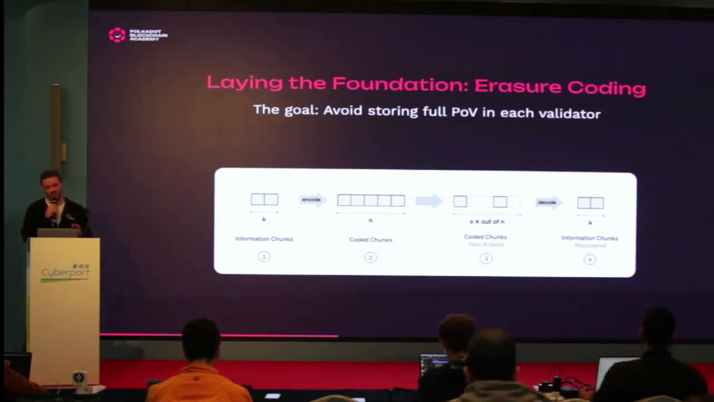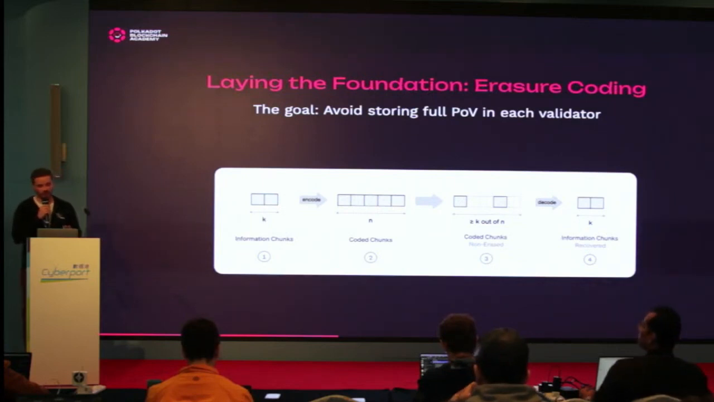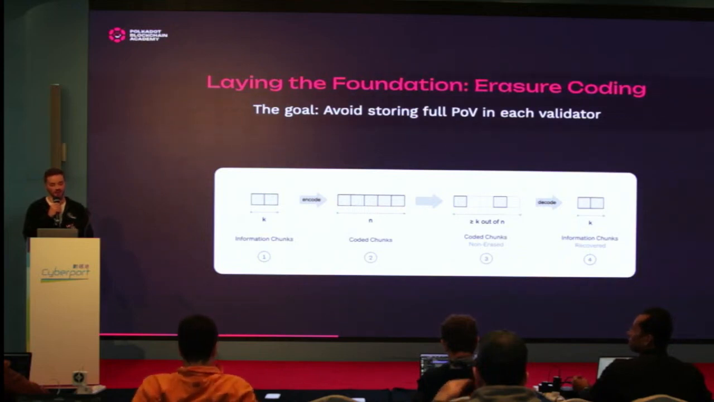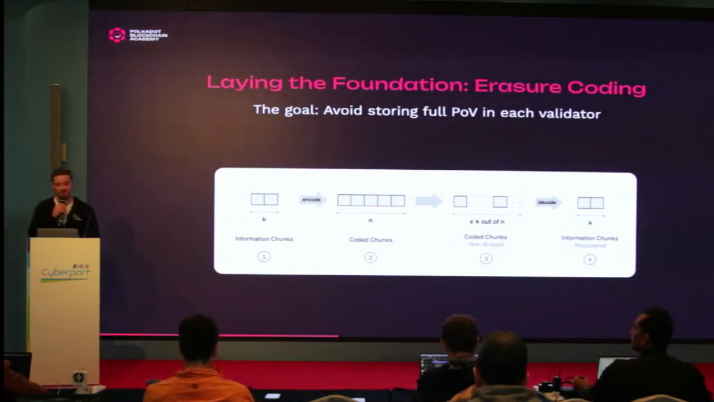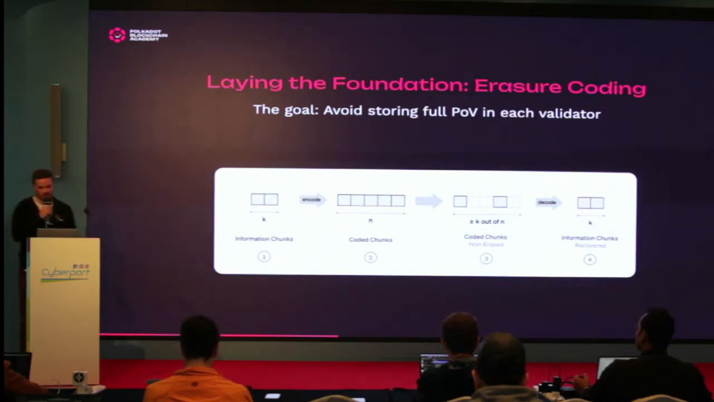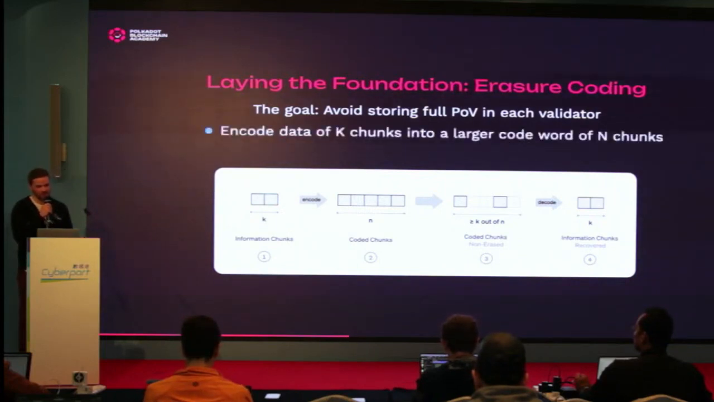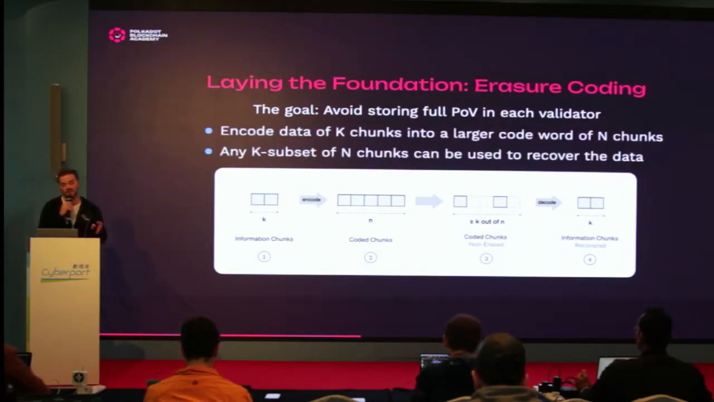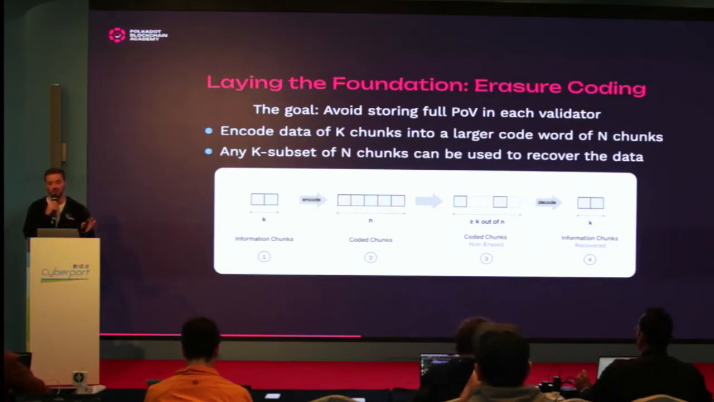All right. So with this erasure coding, we have a goal. We want to avoid storing the full proof of validity on each validator. And we have these information chunks that make up that proof of validity. Say, look at our section 1 here on the far left. We have K chunks of information. What we do is we code those chunks into a larger structure that has N chunks. And what we get out of that is that any K subset of N chunks can be used to recover the entirety of the original data.